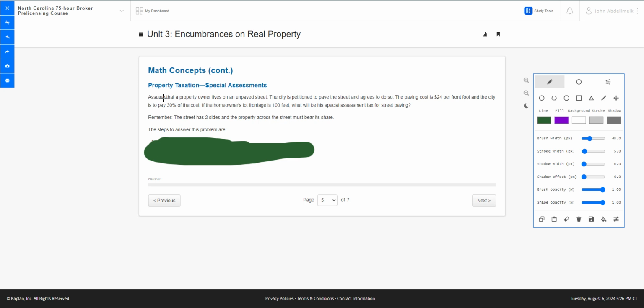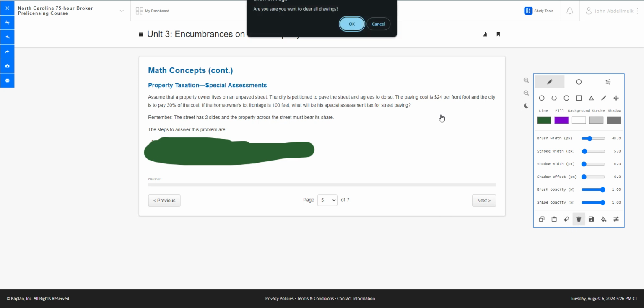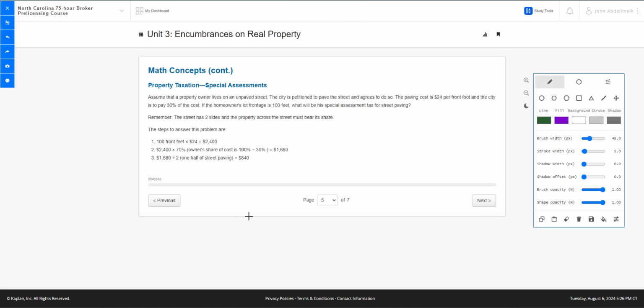So if he's going to pay, that means we do 100 minus 30, which is 70, which is 0.7. So we do 2,400 times 0.7, which gives us 1,680. And if there's two sides of the property, we would divide that by 2. So 840 is what each side would get taxed. I already saw the answer, but I knew how to get there. I didn't see this part right here.